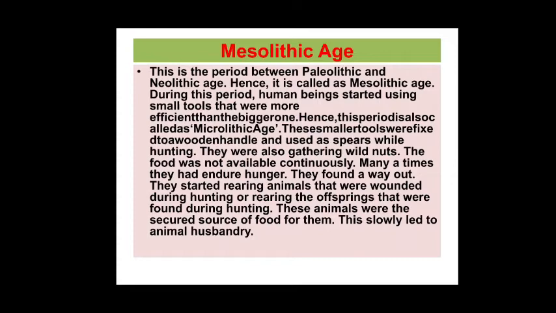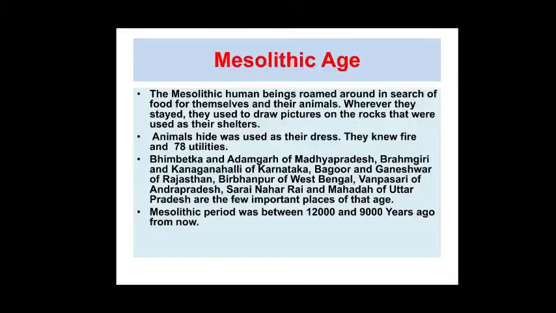Animals' hide was used as their dress. They knew fire and its utilities. Some places can be identified, such as Bhimbetka and Adamgarh of Madhya Pradesh, Brahmagiri and Kanaganahalli of Karnataka, and Baghor and Ganeshwar of Rajasthan, and many other sites. The Mesolithic period was between 12,000 and 9,000 years ago from now. So, next.